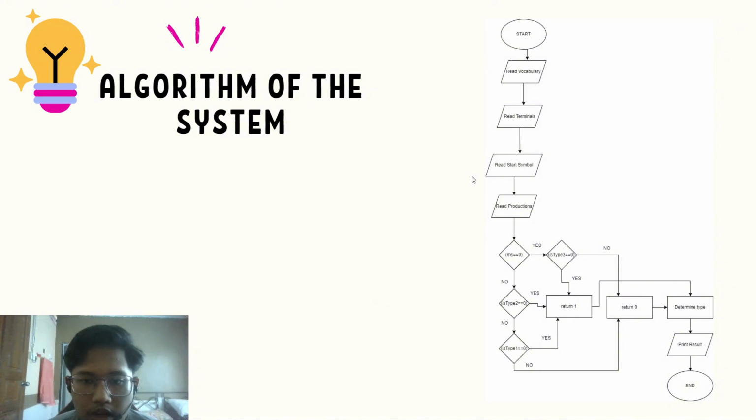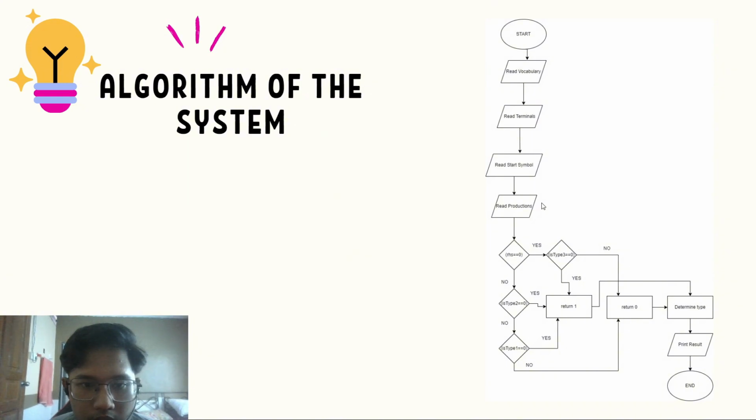If the grammar is not a context-free grammar, check if it can be classified as type 1, which is context-sensitive grammar. If it is type 1 equals 0, it will return 1, which means it is at least type 1, which is context sensitive. And lastly, it will return 0. If none of the above conditions are met, it will return 0, which means it is unrestricted, type 0.